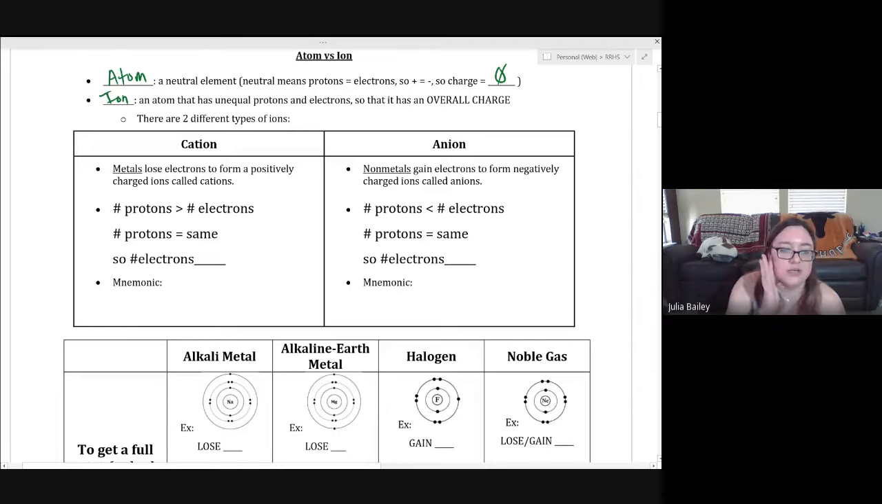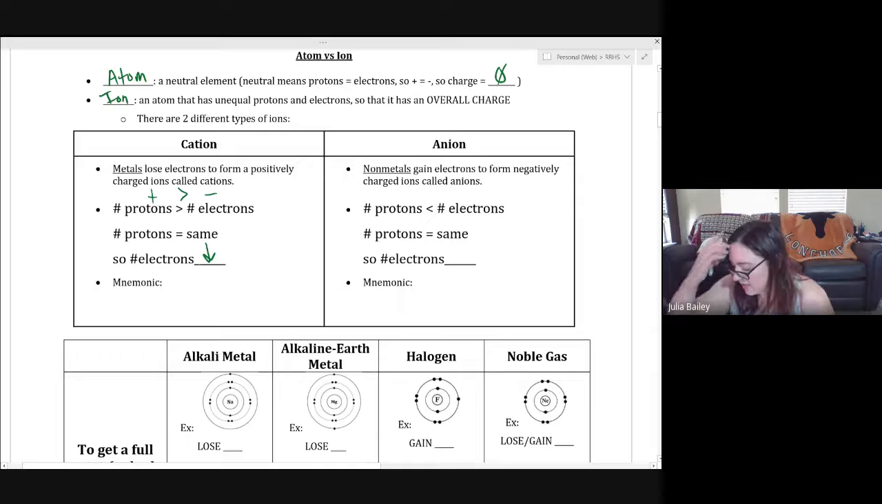Metals usually lose electrons to form a positively charged ion, which we call a cation. So the number of protons ends up being greater than the number of electrons. The number of protons stays the same. So if you're going to have more protons, meaning more pluses, than minuses, but the pluses are staying the same, the only way you can end up with more pluses is you have to change the minuses. The number of electrons has to go down.